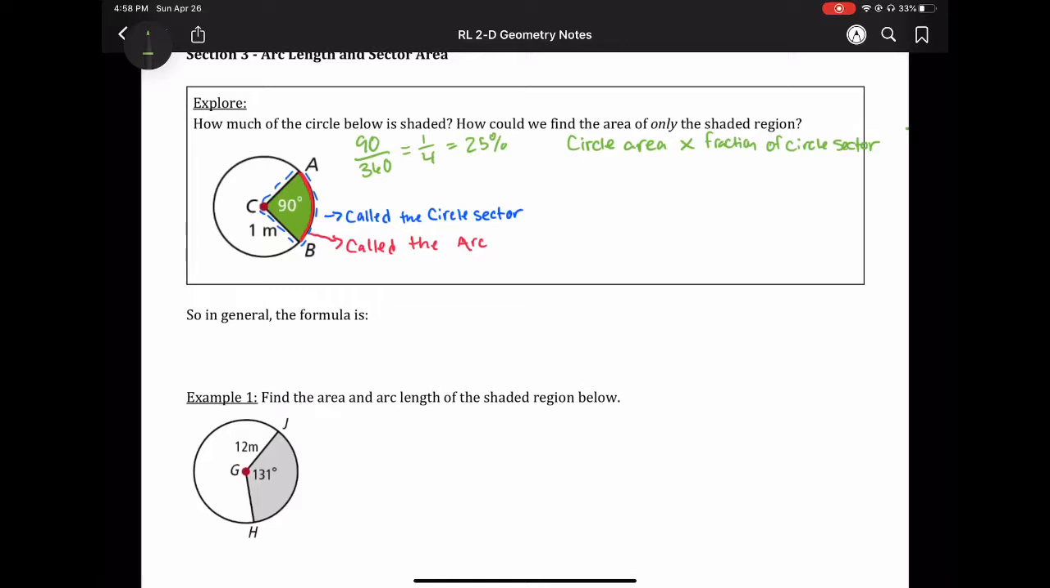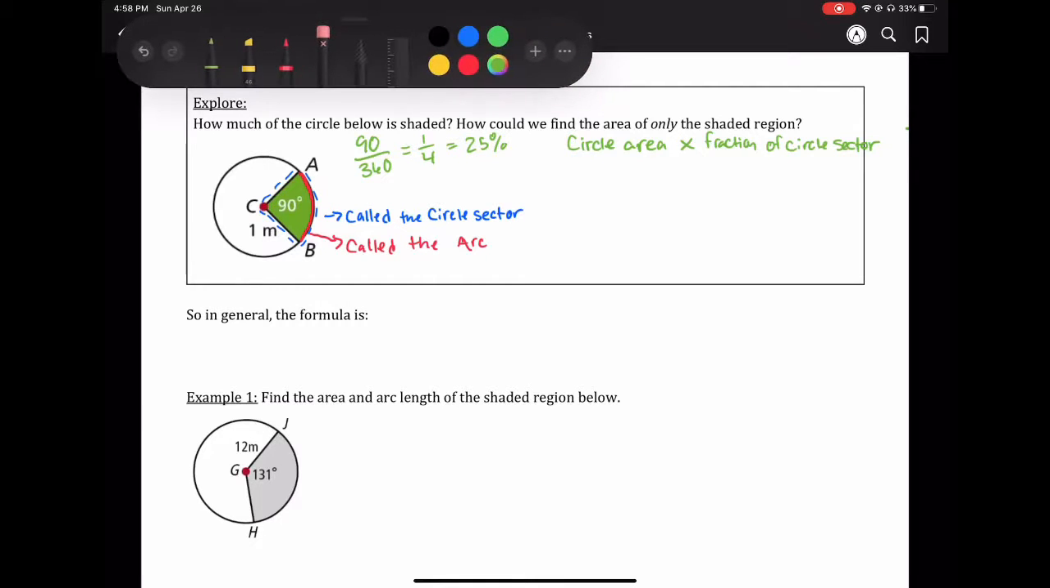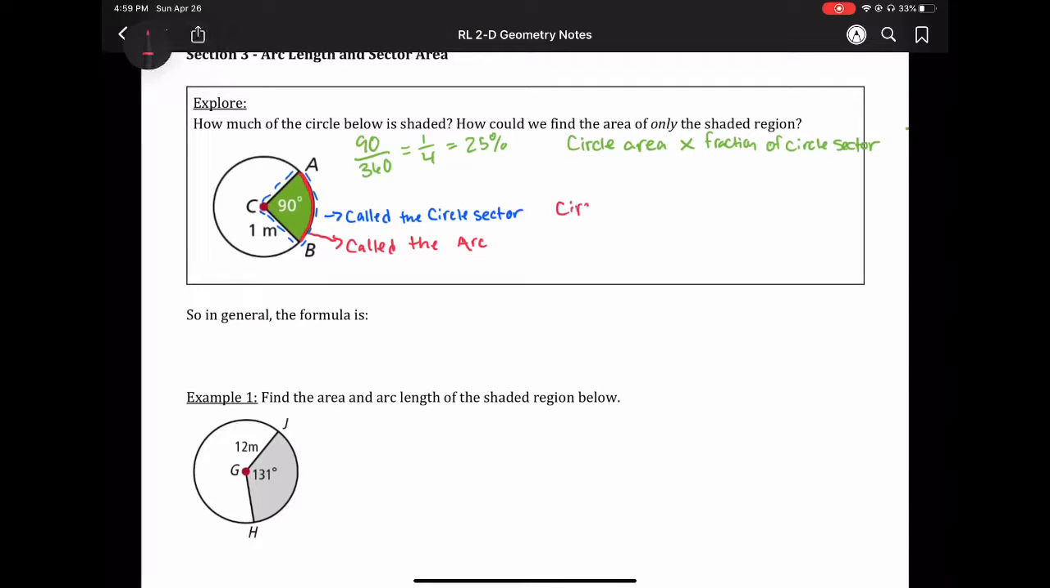So what if I wanted to know about the arc length? How would I find the length of my arc? Well, it's the same type of thing where I would take, but instead of area, the circumference. So it's the circle circumference times the fraction of the arc, which will be the same fraction that was used in the area.